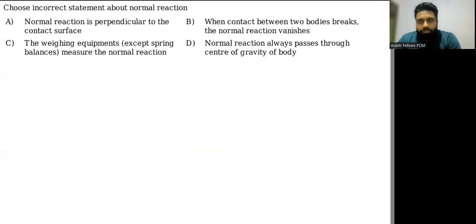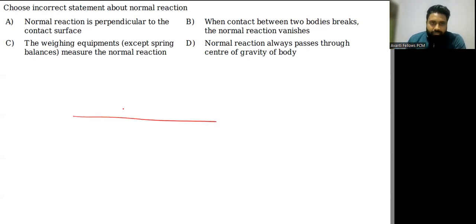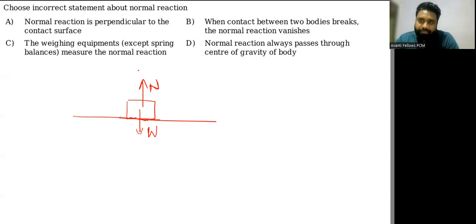Now, find the incorrect statement about the normal reaction. First, the normal reaction is perpendicular to the contact surface. So we draw a situation. This is the horizontal plane. The weight of the body will act in this direction, and the normal reaction is provided by this contact surface, which is always perpendicular to the contact surface.